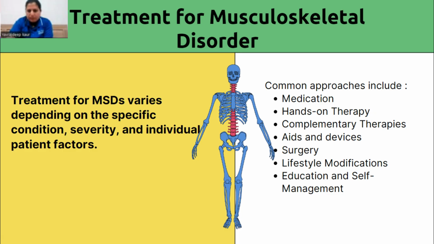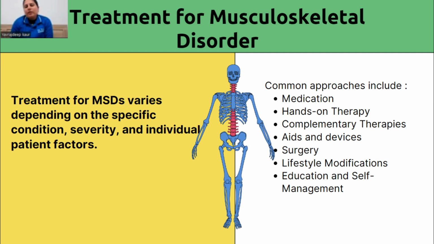Next is the treatment for musculoskeletal disorder. However, the treatment depends on different factors such as age or the condition of the disorder. The most common approach used is medication. Some painkillers and pain relievers are used by people to relieve the pain. Hands-on therapy and complementary therapies are also helpful. Apart from that, aids and devices such as a walking frame are used by older people so that they can easily move, especially when they have knee pain.